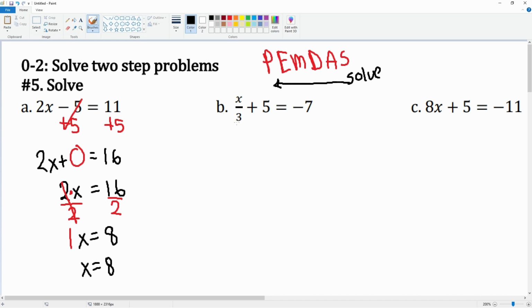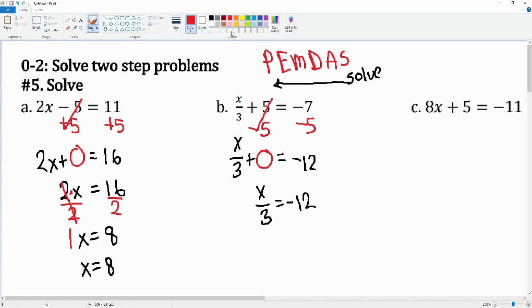Let's look at B. Same thing here. x divided by 3 plus 5 equals -7. So we're going to deal with that addition of 5 first. To get rid of plus 5, we subtract 5 from both sides. Okay, this plus 5 minus 5 becomes the number 0. Bring everything else down. Bring down the x divided by 3 plus 0. Bring down the equal sign. -7 plus -5 becomes -12. No one writes that plus 0. So you have x divided by 3 equals -12.